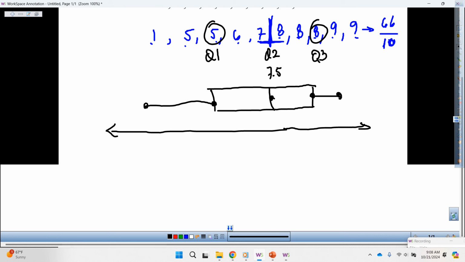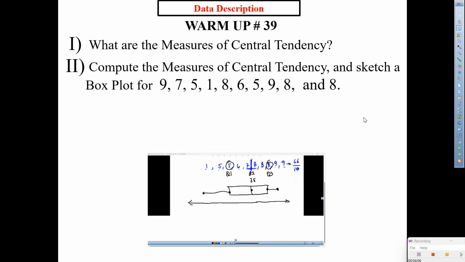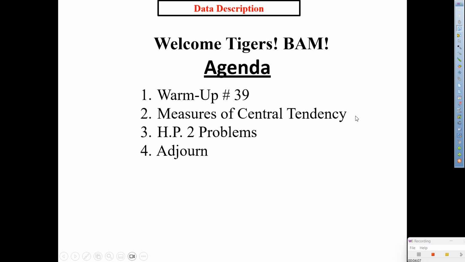So let me send you a blank screen so you can send me your warm-up. Give me a second. There it is. Send me your work. And copy the agenda, please. Warm-up number 39, we just finished.